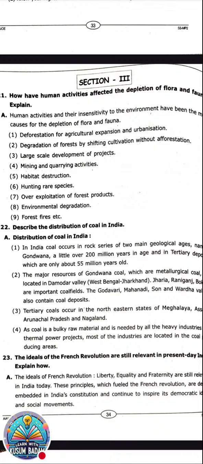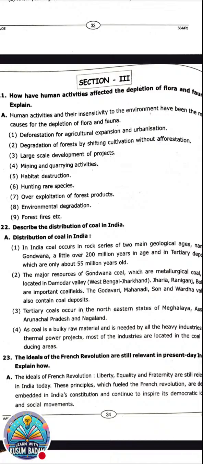Second point: major resources of Gondwana coal, which are metallurgical coal, are located in Damodar Valley. So here the Gondwana coal is located at Damodar Valley, which is in West Bengal and Jharkhand. Then Jharia, Raniganj, Bokaro are important coal fields of that. The next one, Godavari, Mahanadi, Son, Wardha Valley are also coal deposits. So the major states which cover the Gondwana deposits are named. You can remember around 4 to 5, or if you memorize all of them, it's well and good.